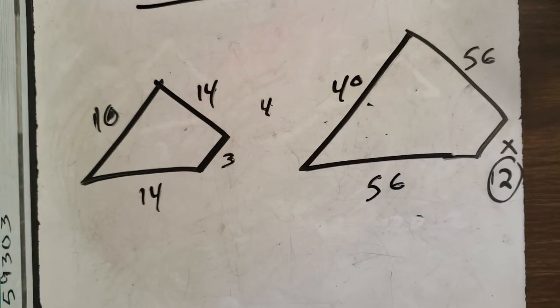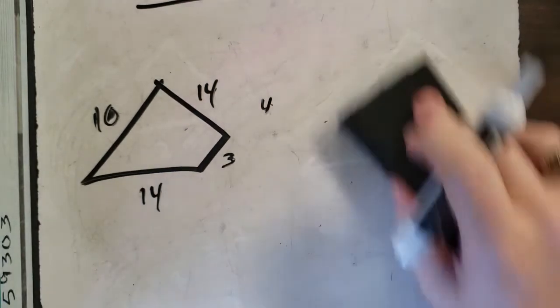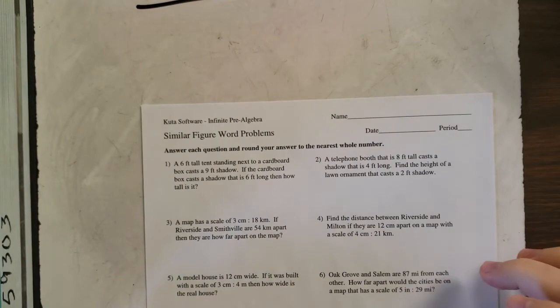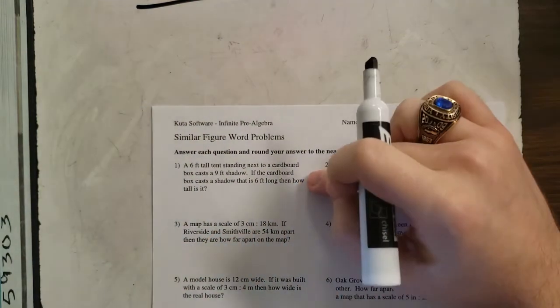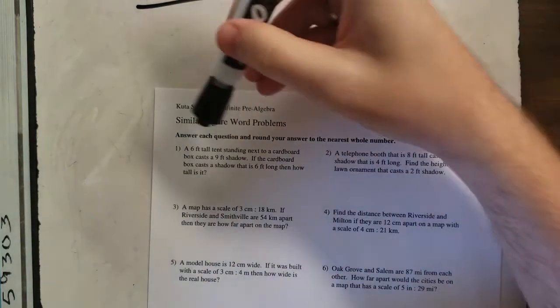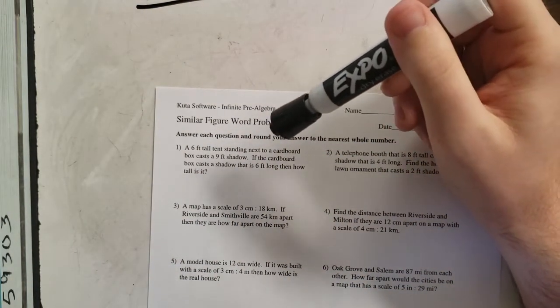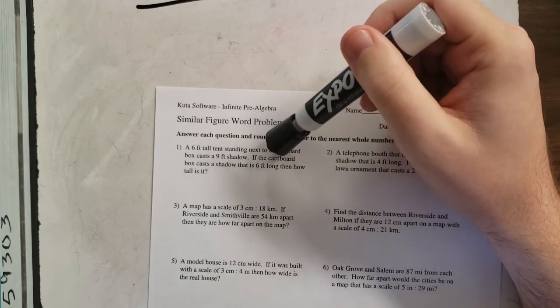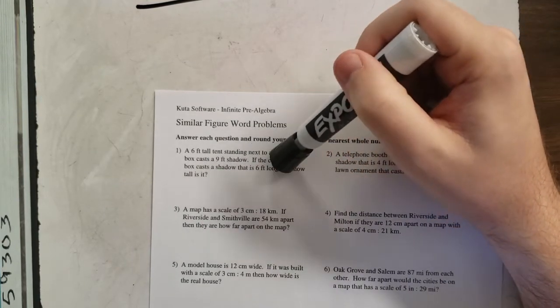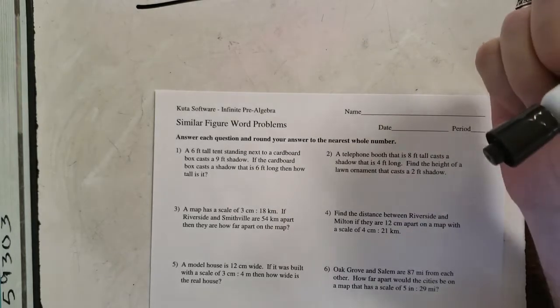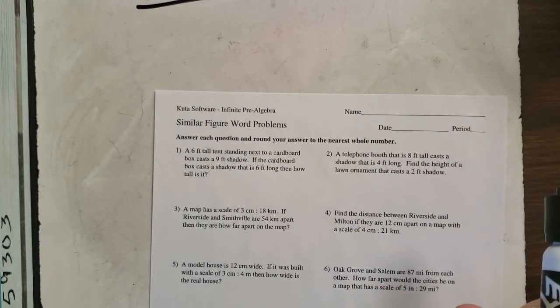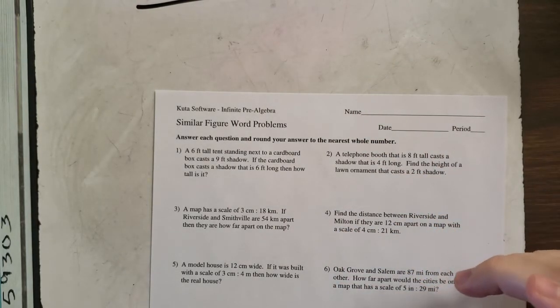Now let's do a word problem together, and I'll pick number 1 of our assignment here, okay? So if you look at number 1, it says a 6-foot tall tent standing next to a cardboard box casts a 9-foot shadow. If the cardboard box casts a shadow that's 6 feet long, then how tall is it?